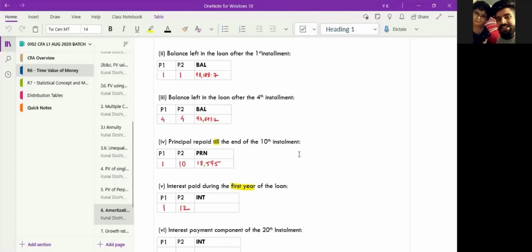I love that. So, this is interesting. First year is 12 installments because this is a monthly loan. Okay. Now you can find the interest. Now it's easy. 6,288.9. Yes. 6,288.9. Very good.